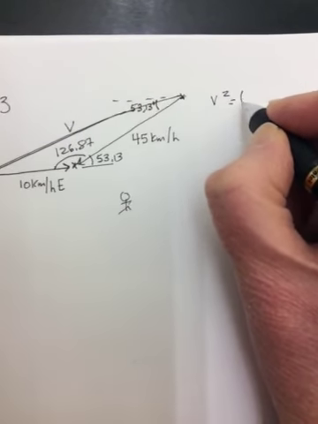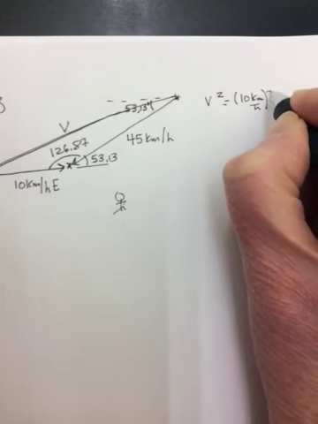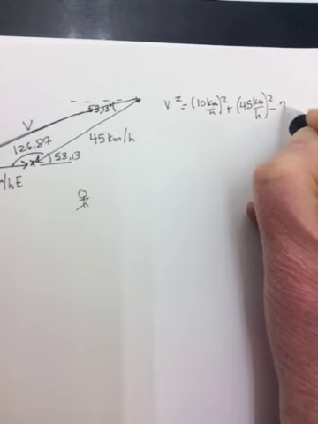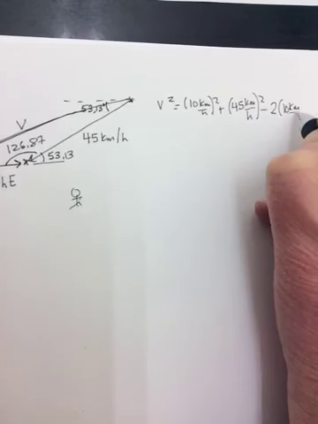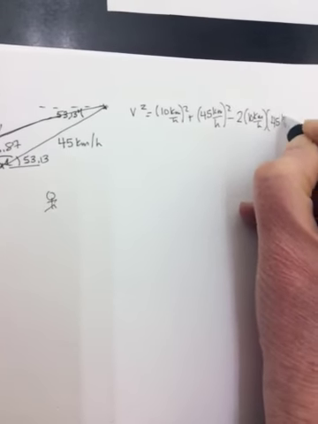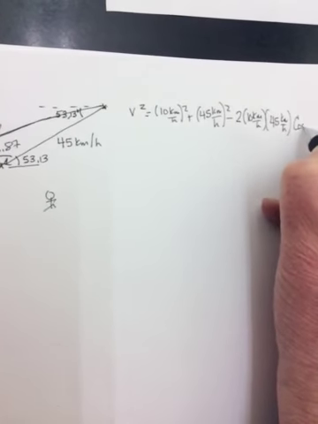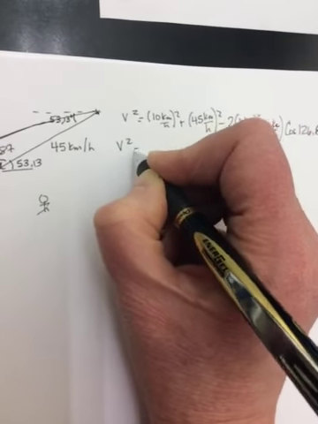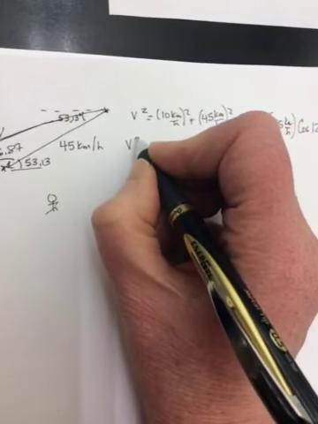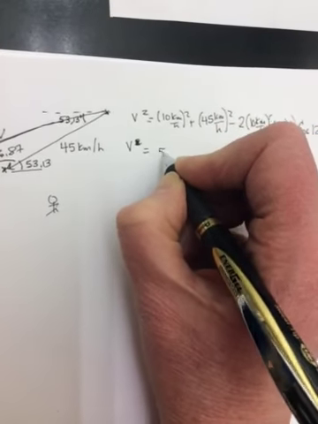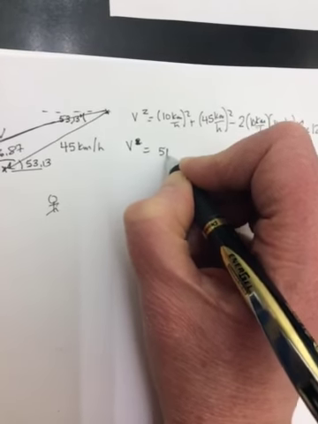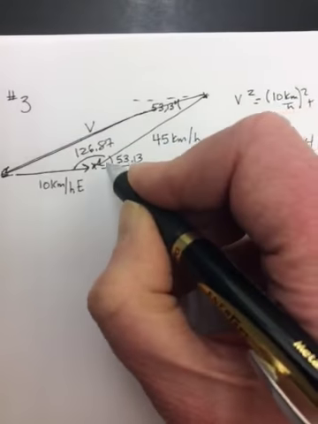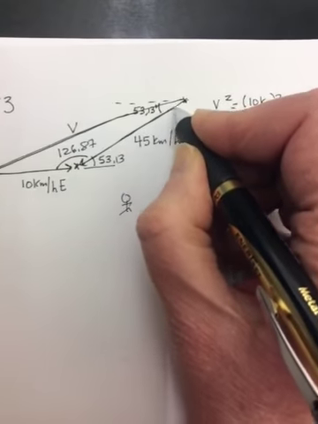So v squared will equal 10 kilometers per hour squared plus 45 kilometers per hour squared minus 2 times 10 kilometers per hour times 45 kilometers per hour times the cosine of your 126.87. If you type all this correctly, the V, not the V squared, because I didn't write the V squared down, you get 51.624 kilometers per hour.